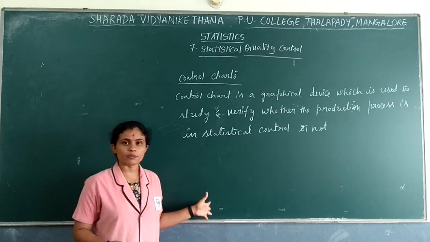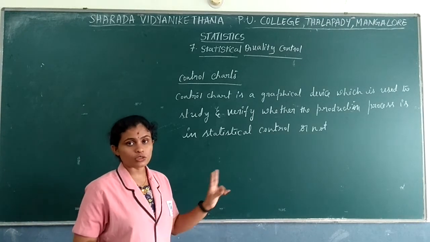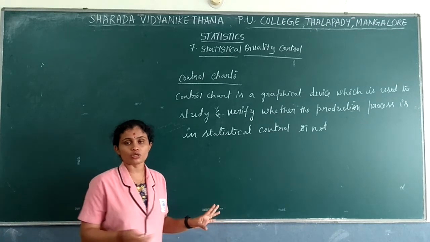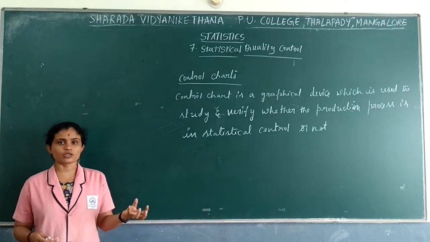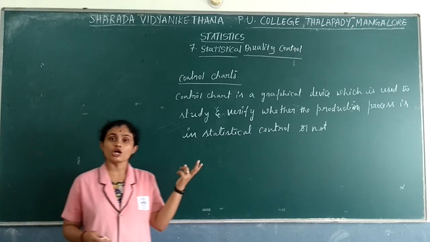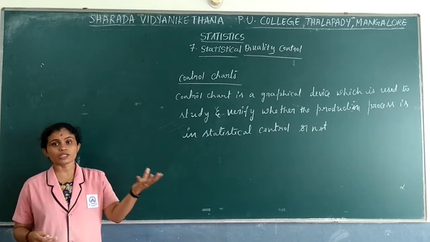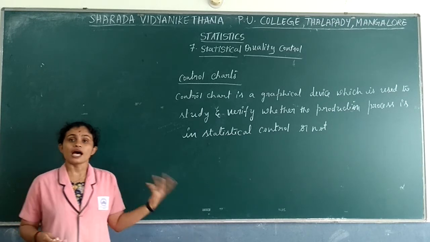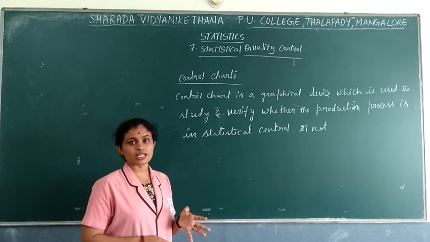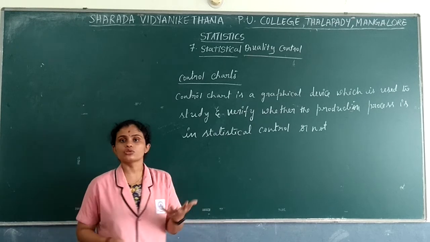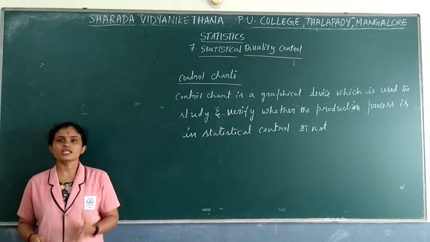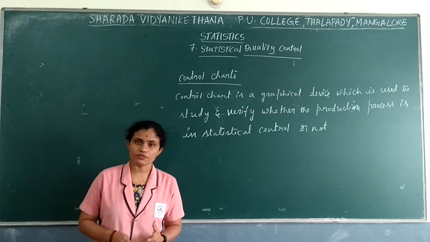We also studied that there are two kinds of variation when we find defects in a particular product. One is variables and attributes, and one more cause for variation is due to chance causes and due to assignable causes. So all these things we studied in the previous session.